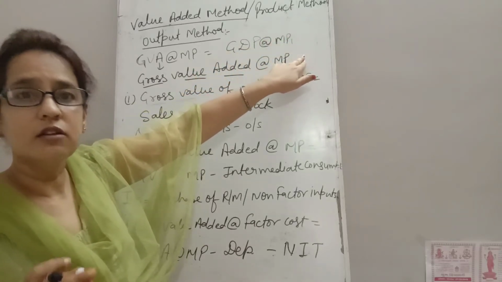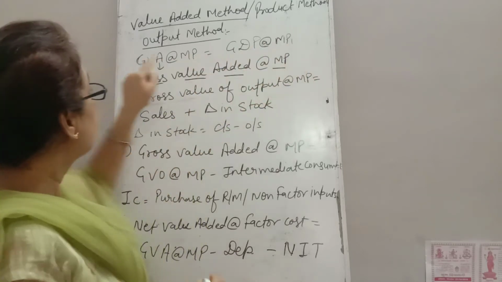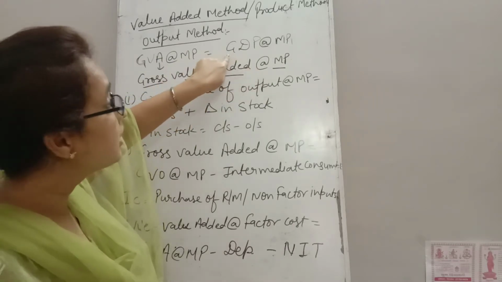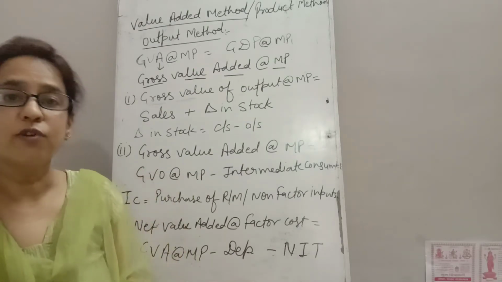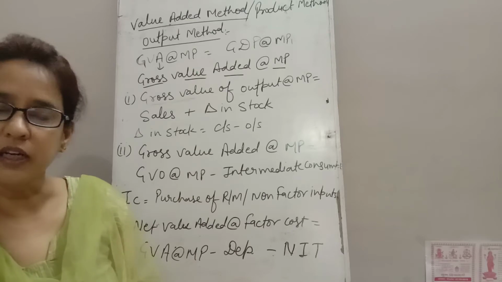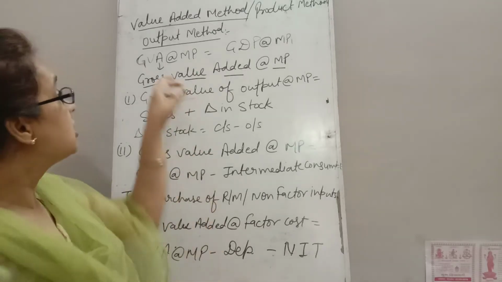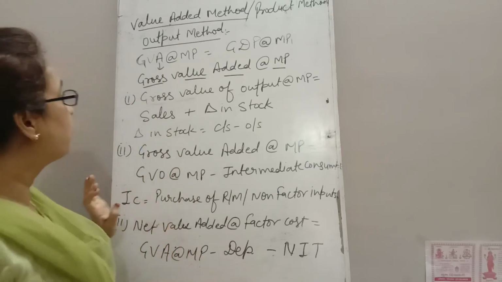GDP means gross domestic product at MP. Gross value added at market price is equivalent to GDP at MP. It means from this method we are able to calculate GDP at MP, which in this method is known as GVA at MP. Clear? I hope all of you are clear.